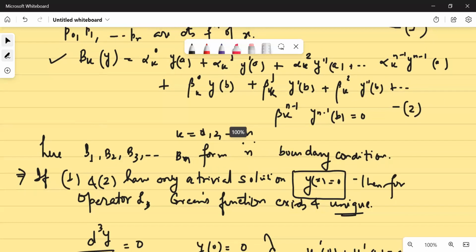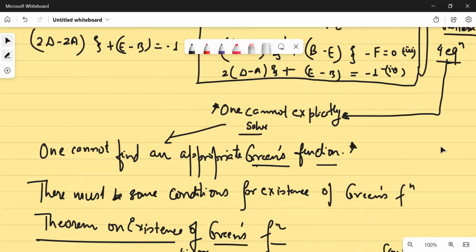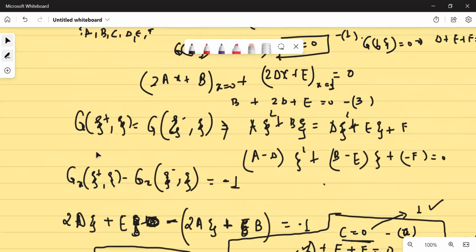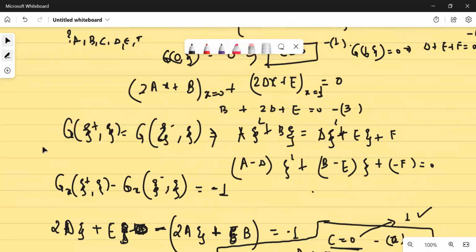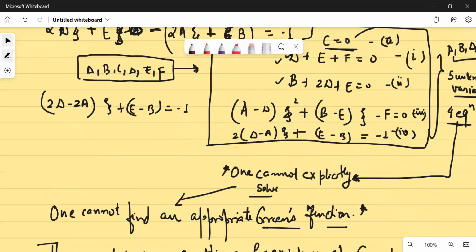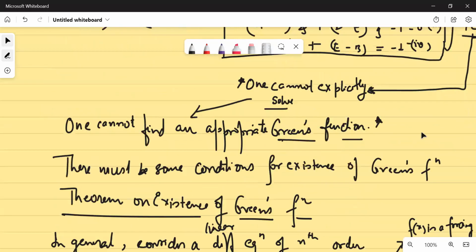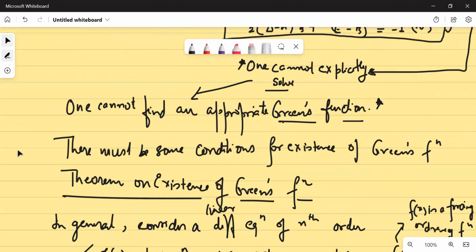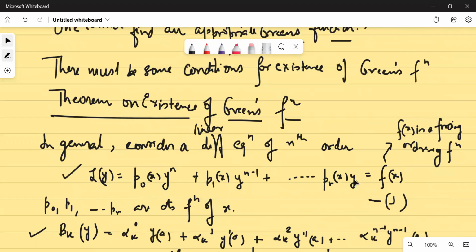Okay, so kindly understand what I was trying to say. We already had this particular differential equation above, and we were not able to find the values for A, B, C, D, E, and F because you had 5 values and 4 equations, so you cannot solve it explicitly. So there should exist some conditions on the existence of Green's function. That is what I was addressing.